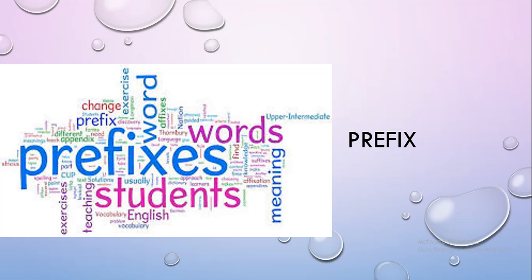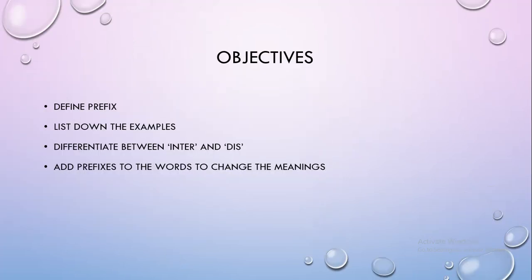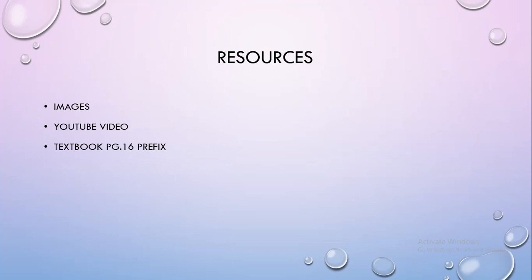This topic is already in your English book. Now the objectives today are: we're going to define prefix, list down the examples, differentiate between inter and dis, and add prefixes to the words to change the meanings. The resources that I'm going to use today are images, a YouTube video, and your topic is actually taken from the textbook, page number 16.